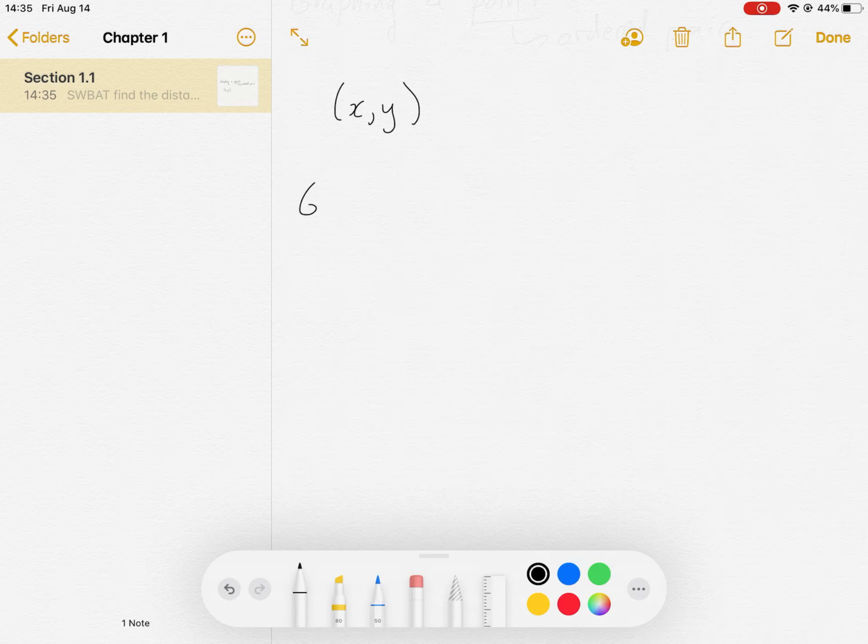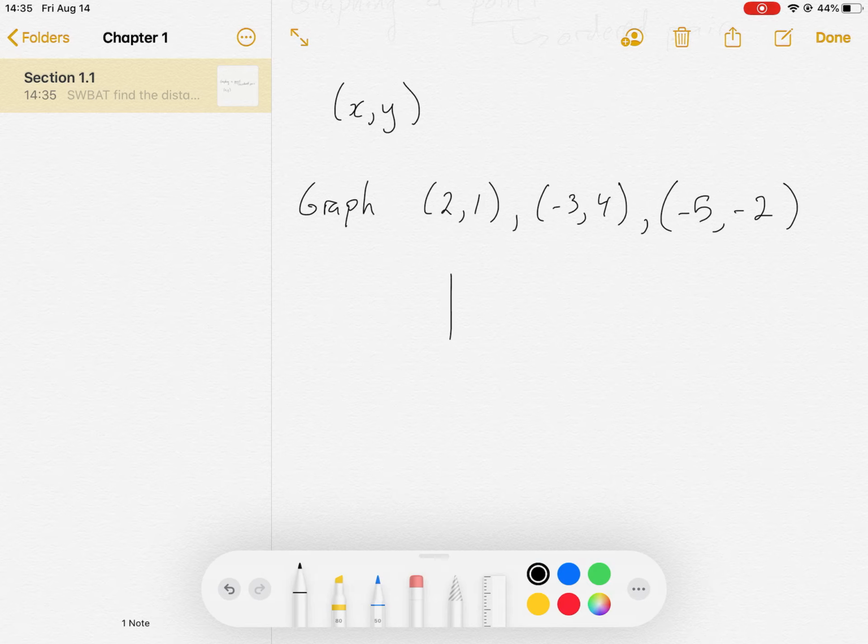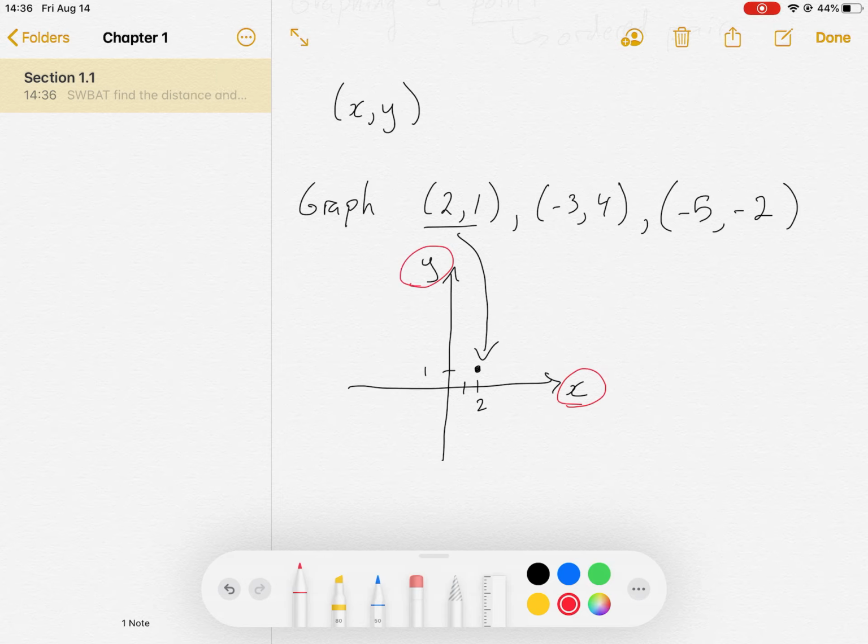So let's just graph a couple of points. This will probably be the easiest assignment you do all year, so you should be thanking me. So 2, 1. We're going to go 2 on the x-axis, 1 on the y-axis, and there is my point 2, 1. This is also a really good chance to show you what I expect whenever you graph something. You need to make sure to label your x-axis and your y-axis no matter what. They might have different letters sometimes, but make sure you please label your axes.